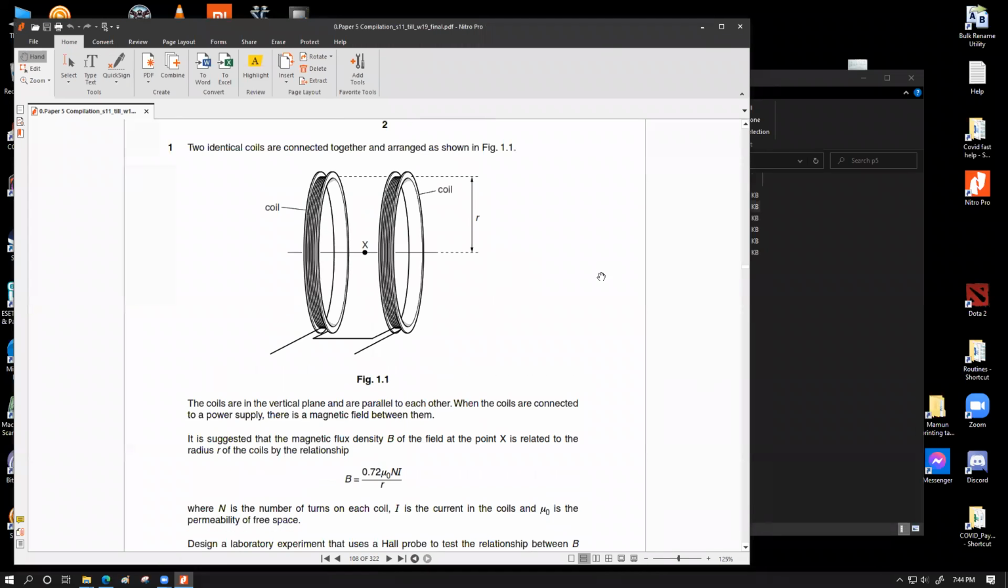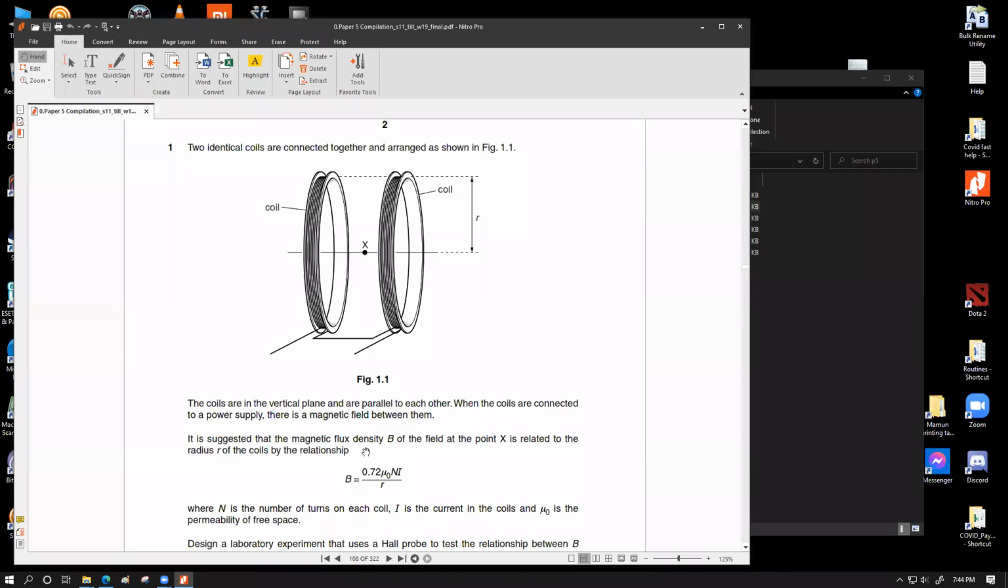The question says the two identical coils are connected together and arranged as shown in figure 1.1. Two identical coils, important information, which means we have the same number of turns, we have same thickness of wire, they have the same diameter and everything, identical coils. The coils are in vertical plane and are parallel to each other. When the coils are connected to a power supply, there is a magnetic field between them.